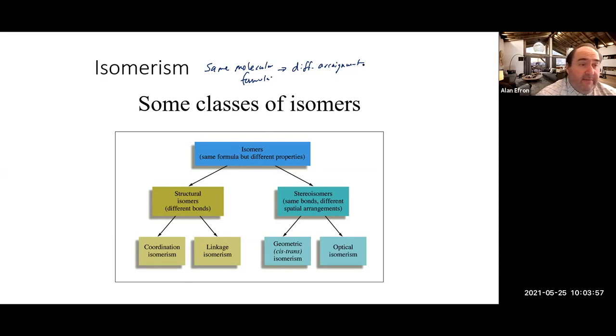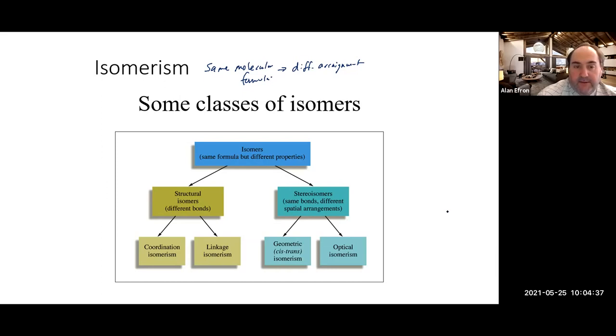Because of that different arrangement, even though at the core they contain basically the same elements, there is some type of difference that occurs there. There are some different classes of isomers we're going to talk about here. There are structural isomers, which have different bonds, and there are coordination isomers and linkage isomers in that example. There are also stereoisomers, which have the same bonds but a different arrangement in three-dimensional space. That gives us cis or trans geometric isomers and some optical isomers. We're going to talk about each of these in just a second as we go through them.